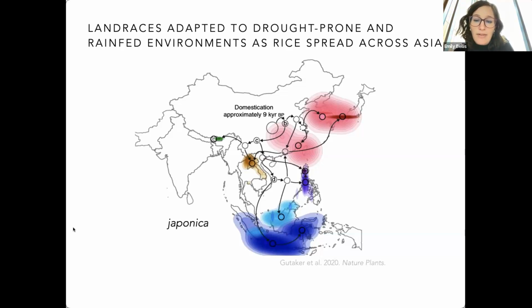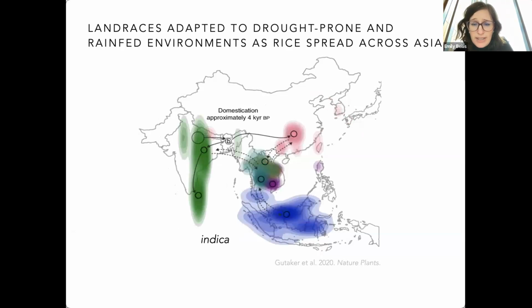This is a map of the dispersal of Japonica rice. Japonica was domesticated in the Yangtze Valley about 9,000 years ago, and then diversified into temperate and tropical Japonica about 4,200 years ago before spreading into Southeast Asia. And then here's a similar map for indica rice, which was domesticated in the Ganges Valley around 4,000 years ago, and then spread into China around 2,000 years ago.